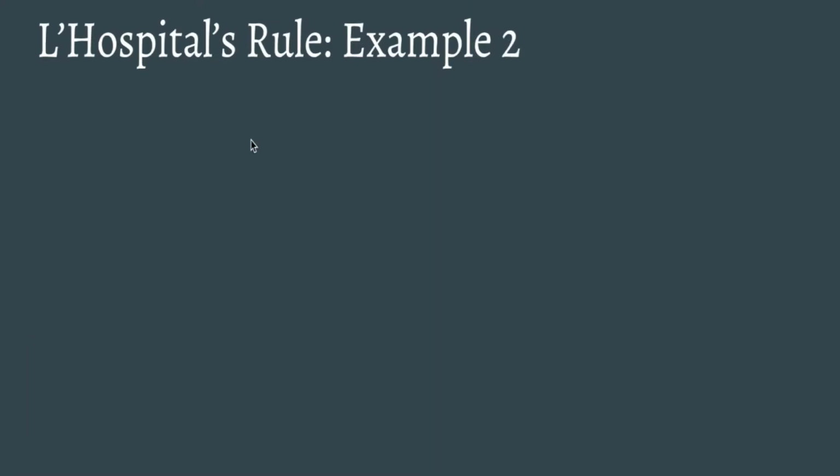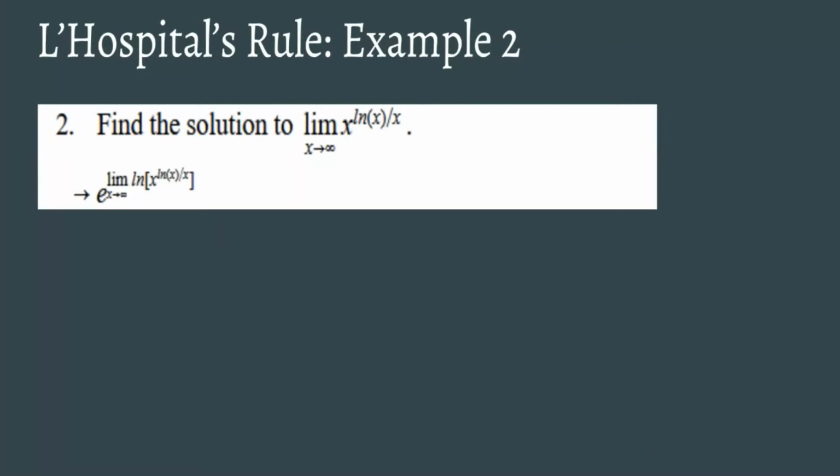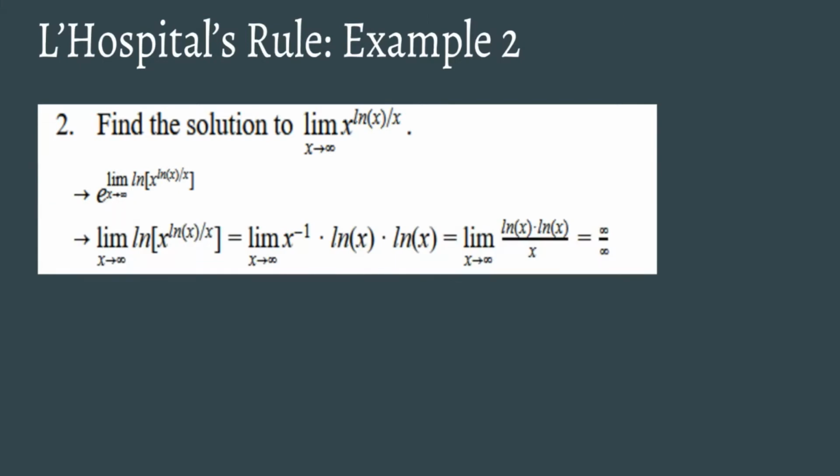Example number 2. Find the solution to the limit as x approaches infinity of x to the power of ln x divided by x. We cannot solve the limit when x is to a power of x, therefore we must manipulate the equation and put it as e to the power of the limit as x approaches infinity of ln of x to the power of ln x divided by x, and solve the limit before plugging back into e.